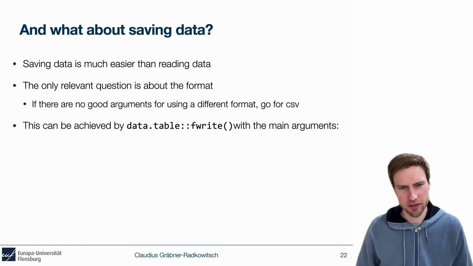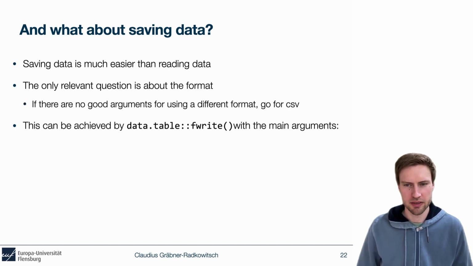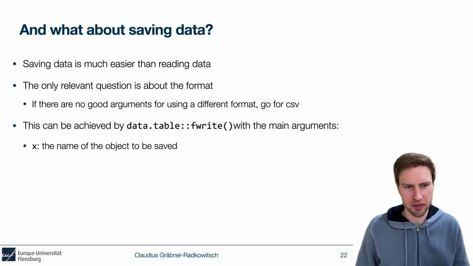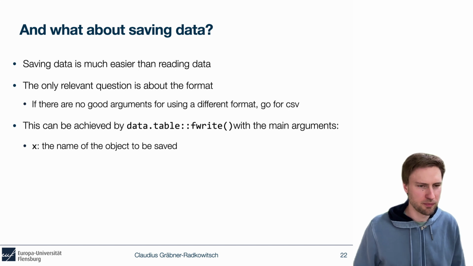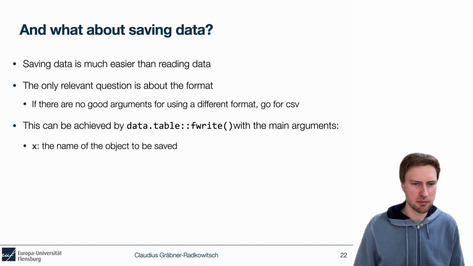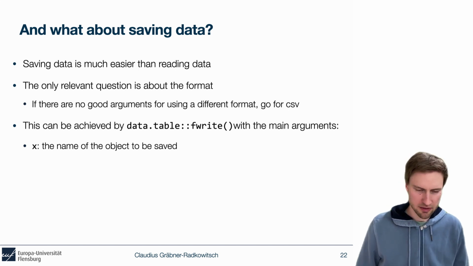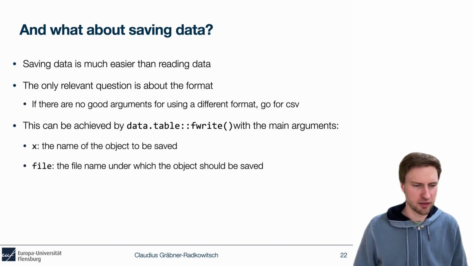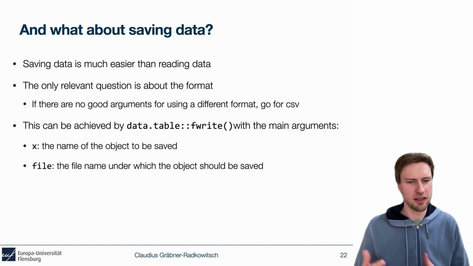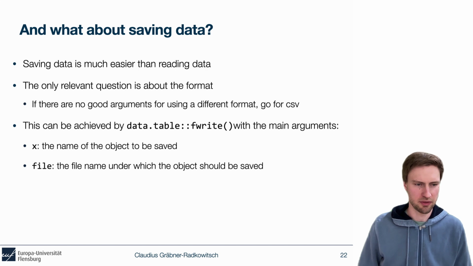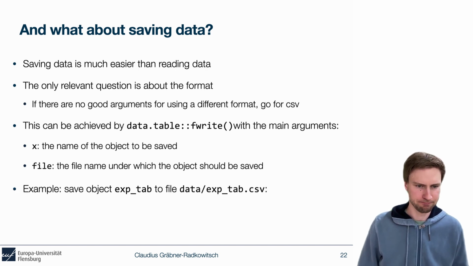There is another function, fwrite from the data.table package, that can be used to save data as CSV. It has the following main arguments. The first mandatory argument is the name of the object to be saved. And the second important one is the file argument. That's the file name under which the object should be saved. So pretty straightforward in some sense.